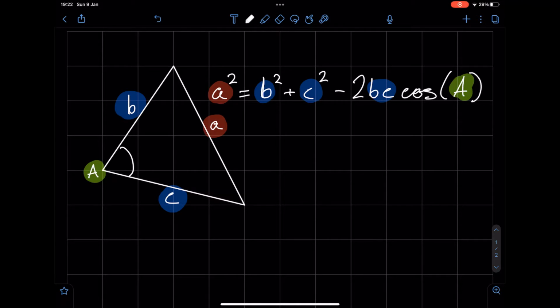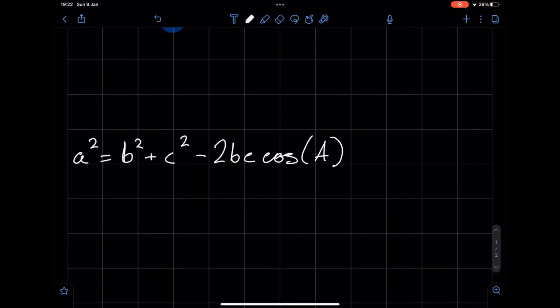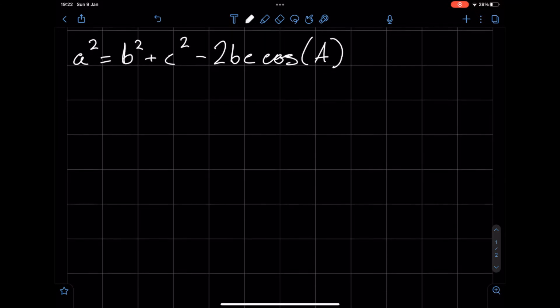Now, obviously, there is a way to rearrange this, and if you don't like memorising formulae to use in exams, then it's good practice to know how to rearrange this so that you can use it if you need to determine the angle A rather than the side. So I'm going to show you how to do that now.